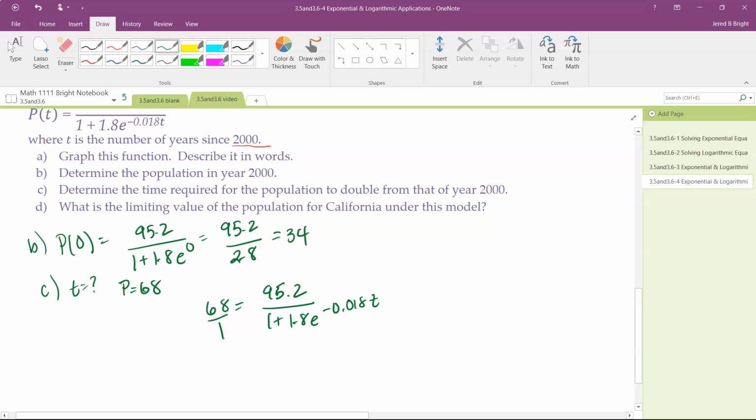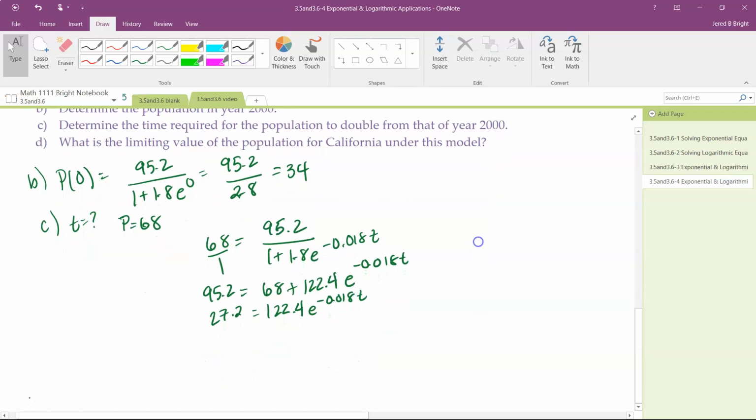Simple. Cross multiply, and include a 1 in the denominator. I get 95.2 is equal to 68 distributed to both terms: 68 plus 68 times 1.8, which is 122.4, times e to the negative 0.018t. Now I subtract 68, and 27.2 is equal to 122.4 e to the negative 0.018t. Oh, and this is an equation I know how to solve.